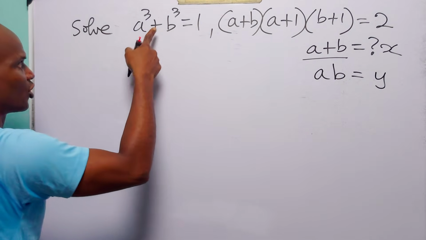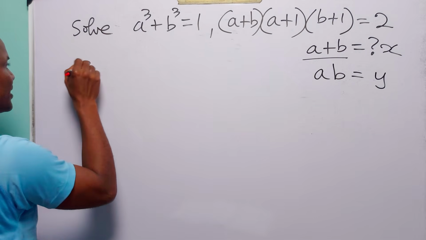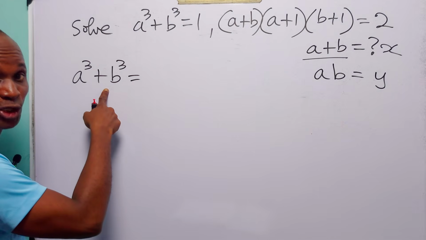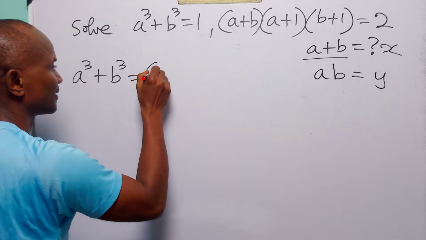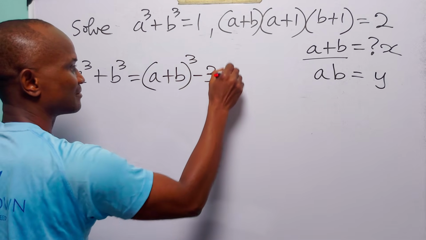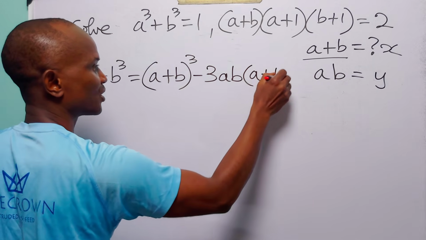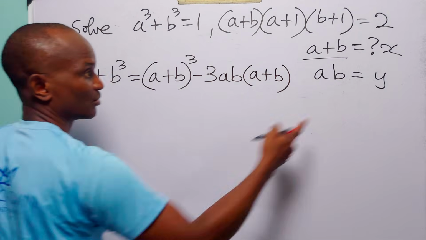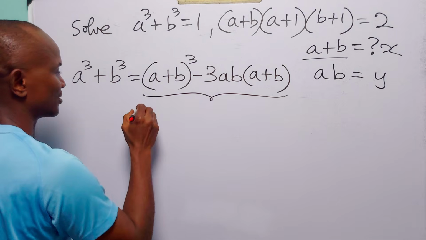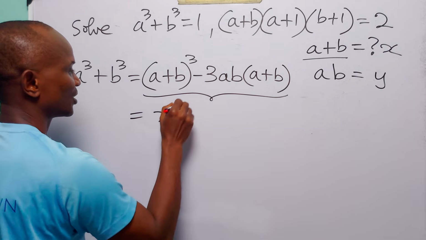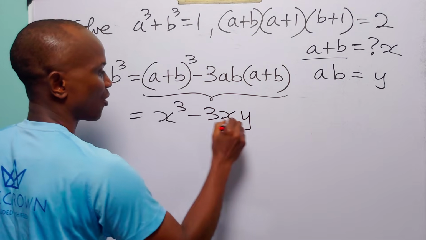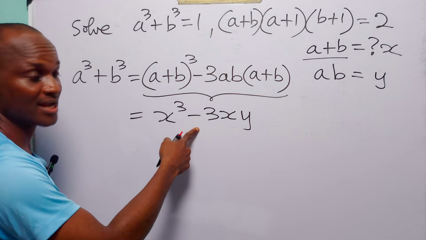Now, from the first equation, on the left-hand side, we have a cubed plus b cubed. But we can also write a cubed plus b cubed as a plus b cubed minus 3 times ab times a plus b. And of course, with these two substitutions, we can write this expression as x cubed minus 3xy.